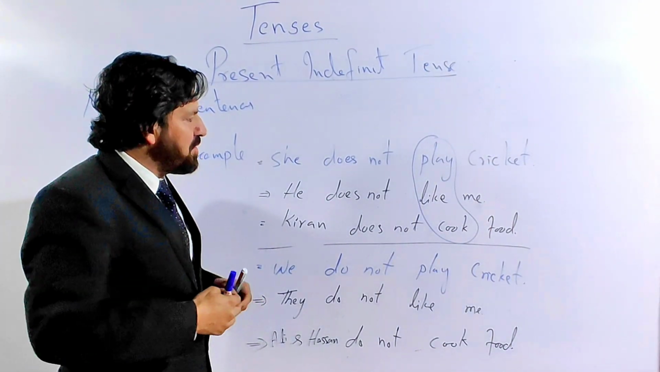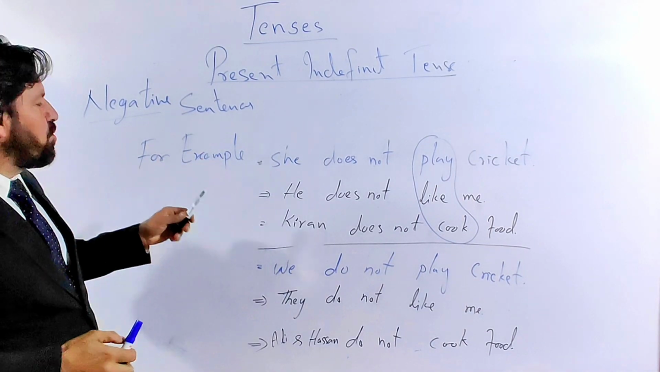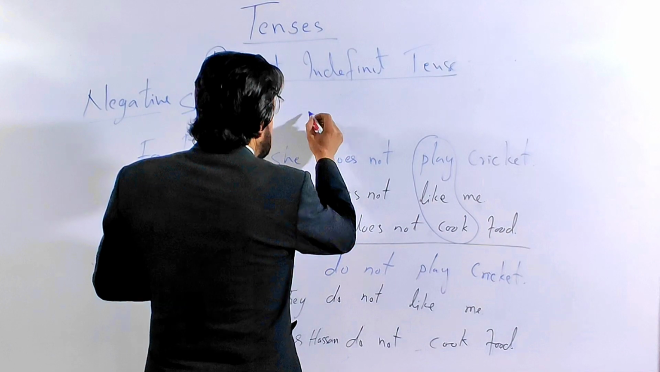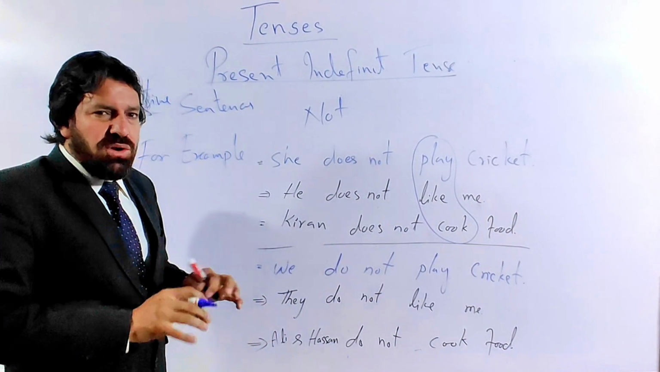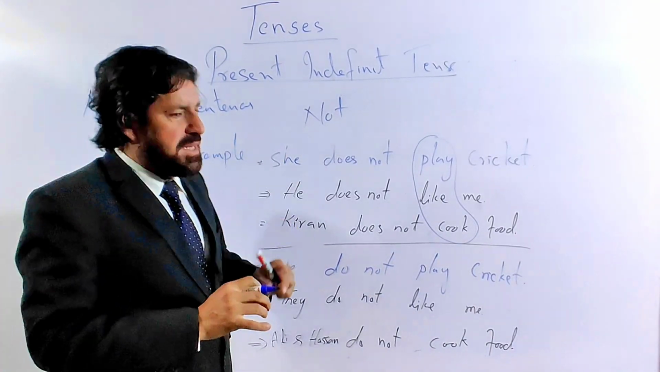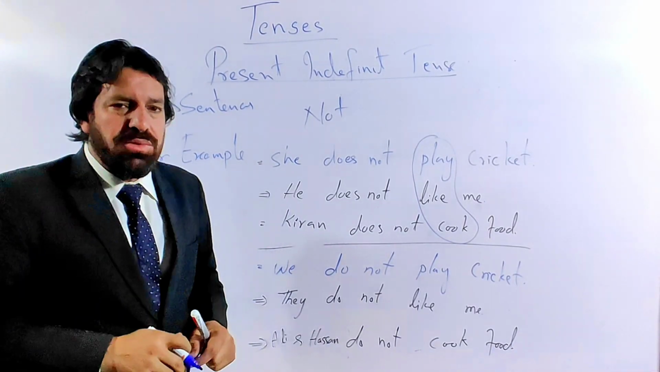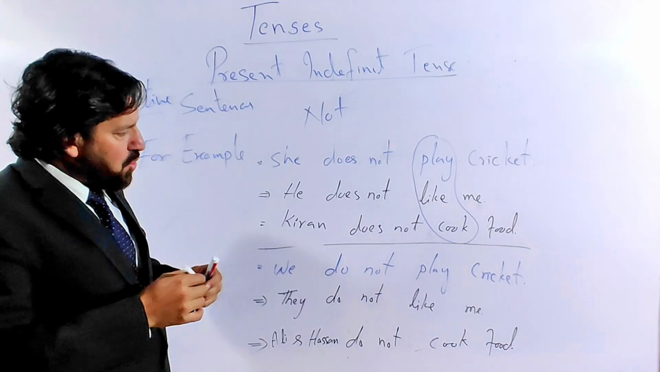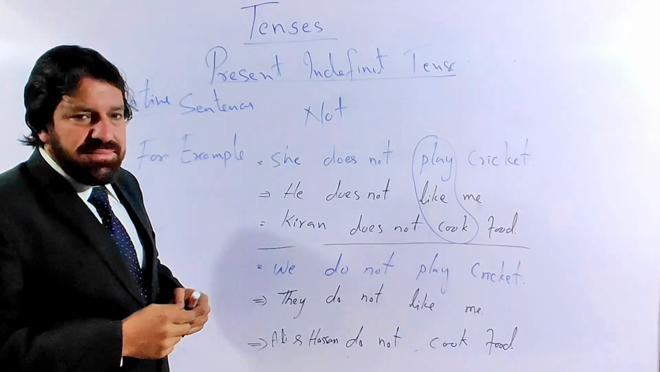Now we are going to learn present indefinite tense negative sentences. What are negative sentences? Negative means not. Whenever you hear the word not, it means it is a negative sentence. And negative sentences are used in all your tenses, in present indefinite tense as well. So today we are going to discuss negative sentences of present indefinite tense.